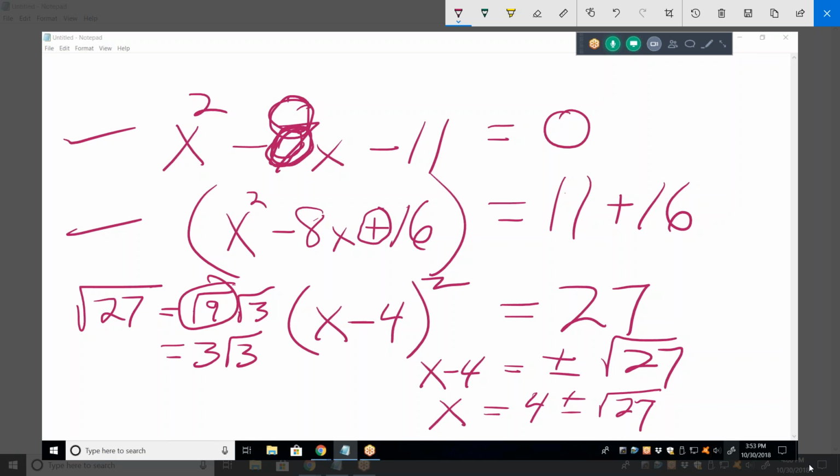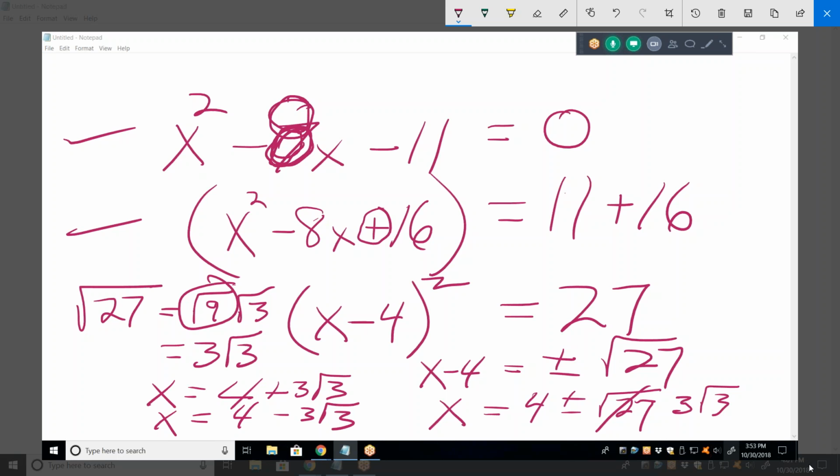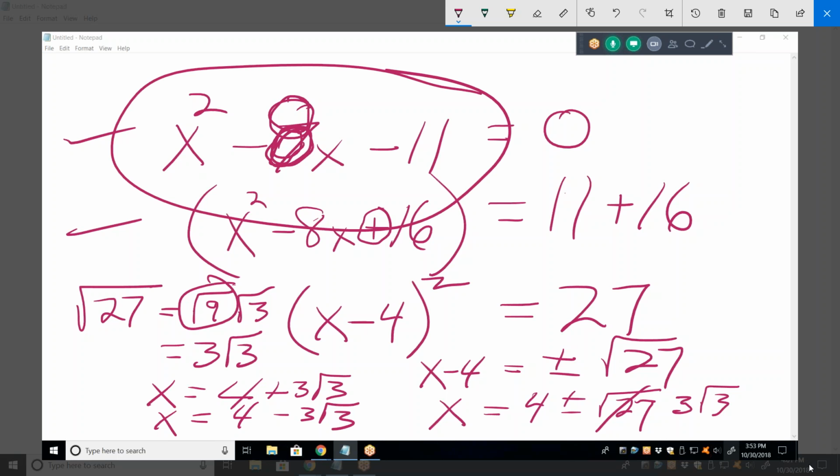That becomes 3. So I'm going to cross that out, and I'm going to put down here 3 root 3, and that is a necessary step. Had I not done that, I would have lost points. You always want to give radicals simplified. So the answer is 4 plus 3 root 3 and 4 minus 3 root 3. So that's what your two solutions would be for x. This one, because it's not factorable and I don't want to use the quadratic formula, I'll complete the square. Okay?